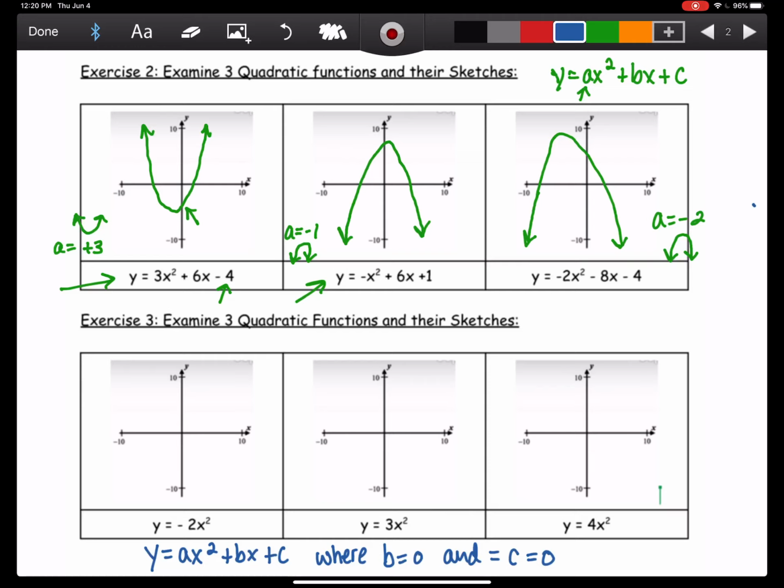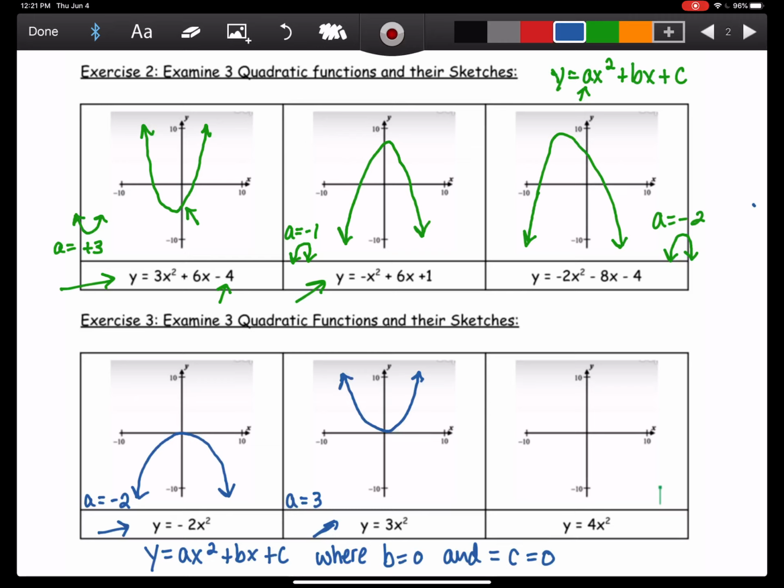Now, let's think about this first one. If a is equal to negative 2, take a guess. Will it open up or down? It's going to open down. Look at how wide it is, too. That negative 2 makes it wide. How about y equals 3x squared? Take a guess. A is equal to 3. That's a positive 3. This one's going to be less wide. It hits the origin and opens up.